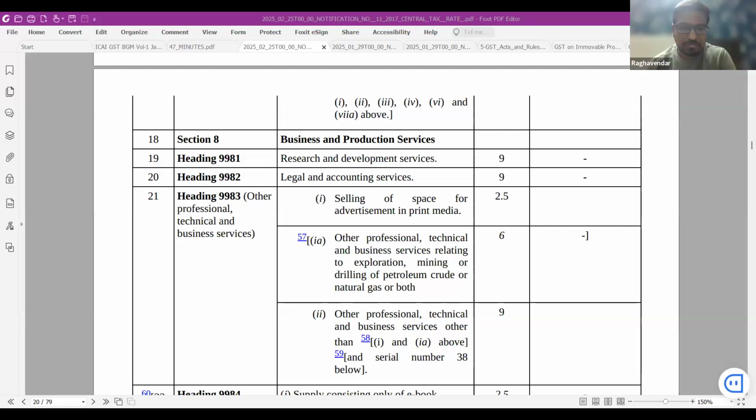What is the question? Yes, ma'am. A parking lot given on rent, which entry, which HSN will it fall under? So it will fit under 997212. Okay, anybody disagrees? Sujata madam had something to share. Okay, you proceed.